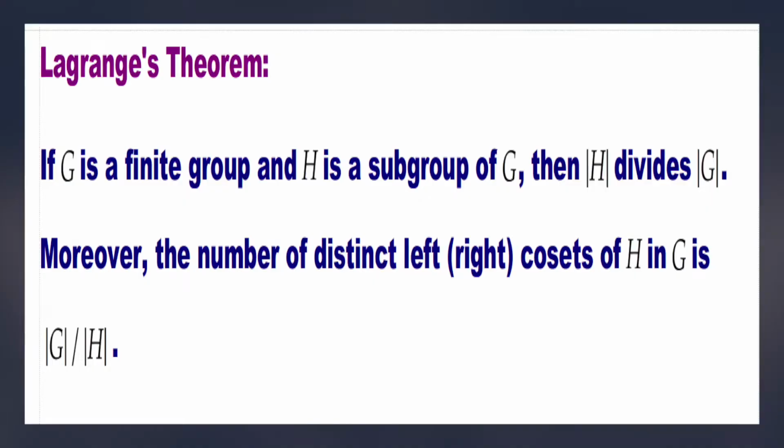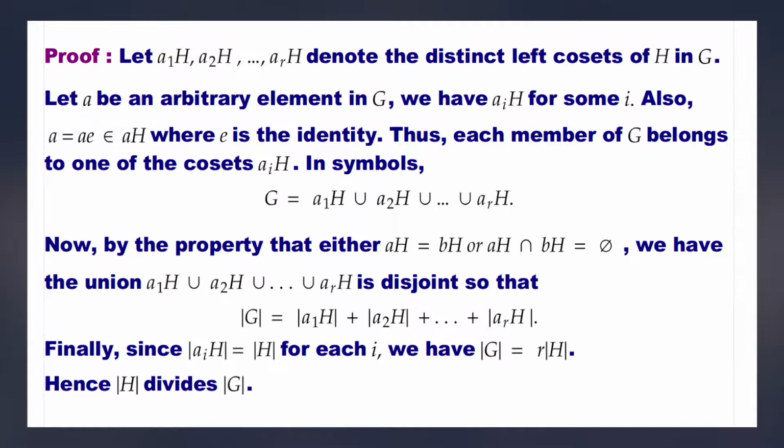Cosets are a basic tool in the study of groups. For example, they play a central role in Lagrange's theorem. What is Lagrange's theorem? We will see here. If G is a finite group and H is a subgroup of G, then the cardinality of H divides the cardinality of G. Moreover, the number of distinct left or right cosets of H in G is the cardinality of G divided by the cardinality of H. Let us prove the theorem here.